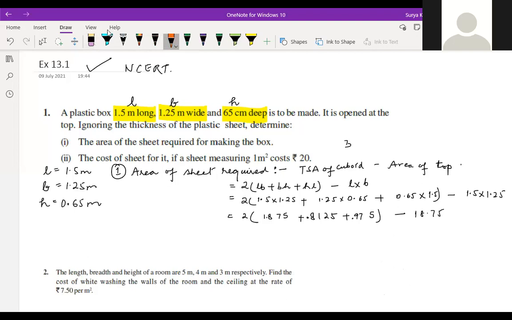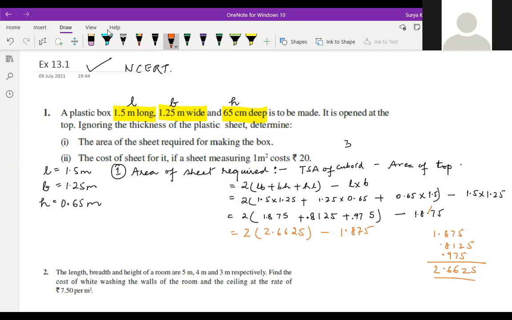So you can solve this, children, all of you can. 2 into 1.875, add this, what are you getting? 1.875, 0.8125, 0.975. 2 times 6, 6 2. So 2.6625 minus 1.875.